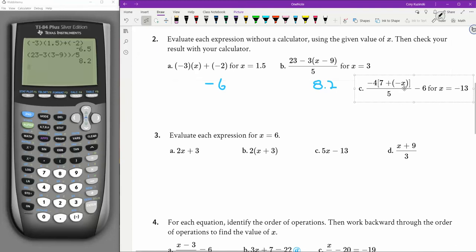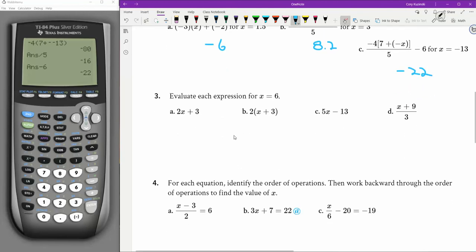Negative 13. Well, first of all, the opposite of negative 13 is 13. 13 plus 7 is 20. 20 times negative 4 is negative 80. And negative 80 divided by 5 is negative 16. Negative 16 minus 6 is negative 22. Can you do it that fast? I don't know. Maybe. With practice, you will be able to. Plus negative 13. That's a weird thing to say, but that's true. I'm going to divide that by 5, and then I'm going to subtract 6 from it. Negative 22. I think that's what I said. I hope. Negative 22. Moving on.